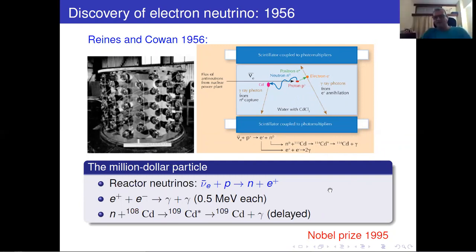Correct. See, Fermi theory fit very well when you took these as just massless particles. The curve for cross section fit perfectly fine because even now we do not have enough resolution in our beta decay spectra to look at the mass of neutrinos. So at that point of time, nobody even took this question very seriously.